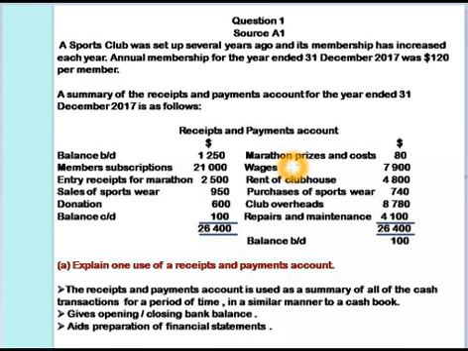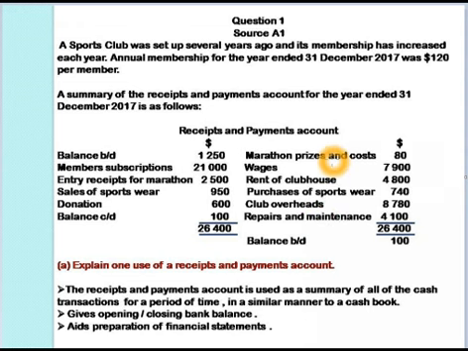And on the credit side we have the marathon prize and cost, wages, rent of club house, purchases of sportswear, club overheads, repairs and maintenance. All these are the payments which are mentioned on the credit side.